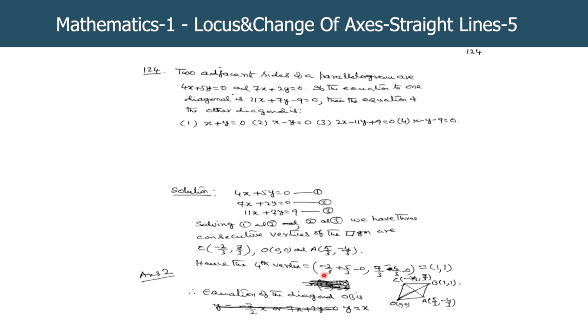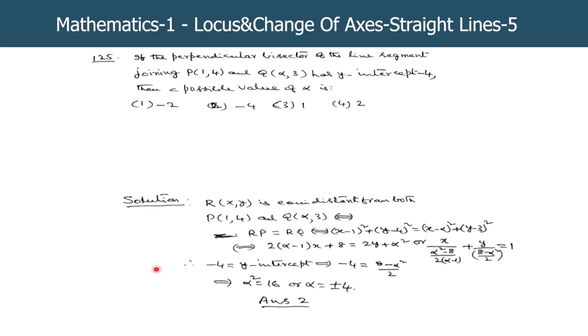the fourth vertex is (-2/3 + 5/3 - 0, 7/3 - 4/3 - 0), which is nothing but (1, 1). Because it is (1, 1), what is the line equation? The other diagonal is OB, which passes through the origin and (1, 1). So its equation is y equals x, that means x minus y equals 0. So, answer number 2.